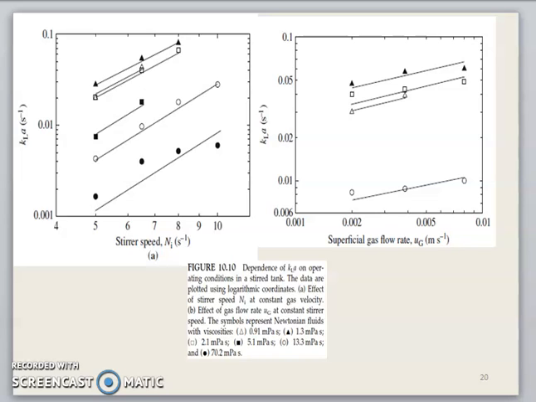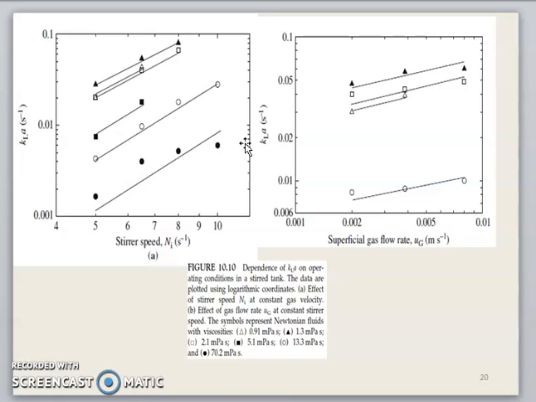The symbols represent fluid at different viscosities. The black dot symbols represent the fluid with higher viscosity. As you can see, KLa is reduced with increasing viscosity, but KLa is increasing with increasing stirring speed.